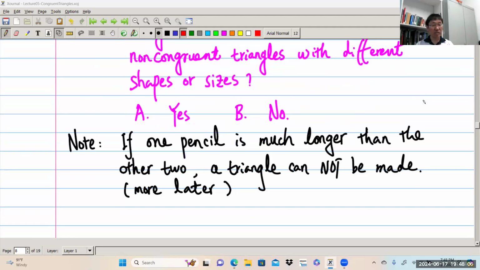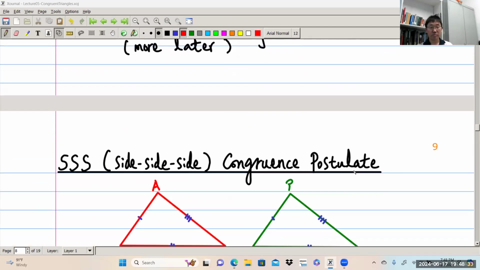But keep in mind, as I think you answered that question, if 1 pencil is much longer than the other 2, then a triangle cannot be made. Can you imagine that? Suppose you have this very long stick and 2 very short sticks. Then the 2 ends of the short sticks cannot be put together, because the 3rd stick is too long. That's something we're going to learn later. It's called the triangle inequality. More about this later.